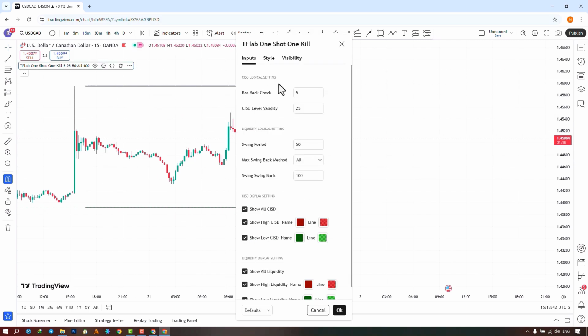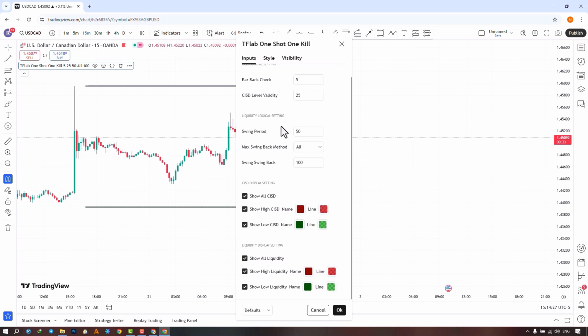In the input section, there are options available for us. In the first part, you can select the CISD settings, where you can choose the number of candles for identifying the CISD level. By default, it is set to 5 candles, and it checks the past 5 candles to identify the CISD level. In the next section, you can set the validity time of the CISD level, based on candles, which is by default set to 25 candles. You can increase or decrease this amount.